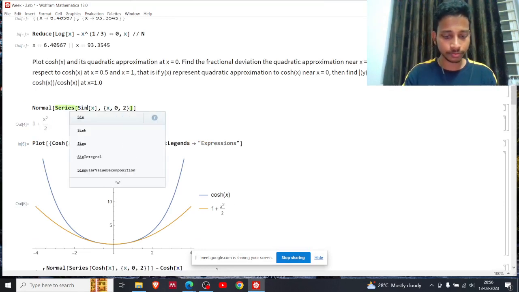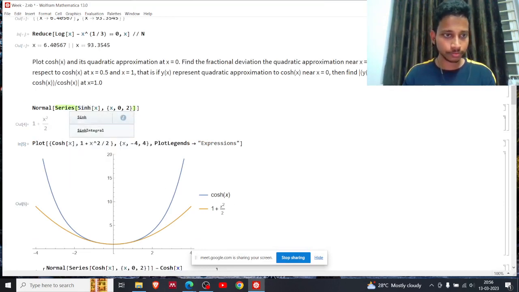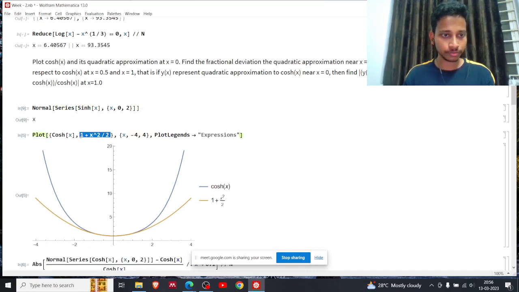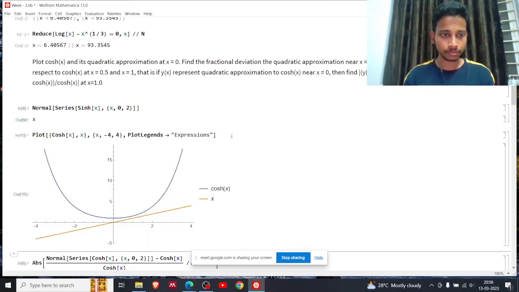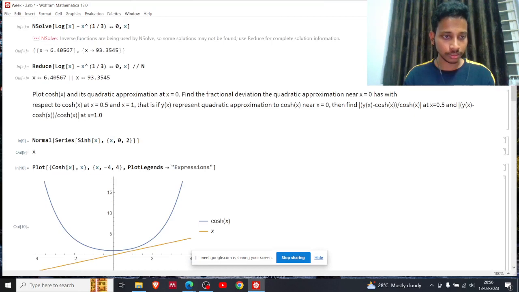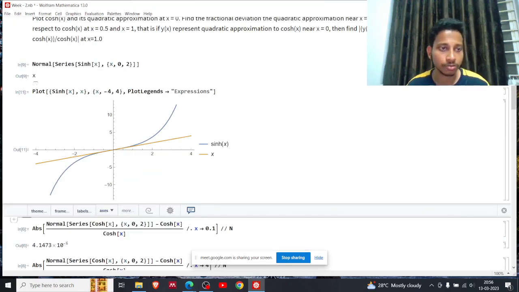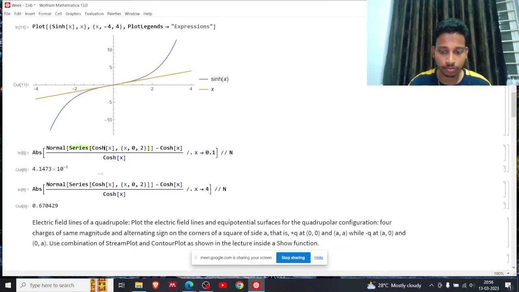Now you can see that, if we do the same thing with the sine hyperbolic, the series expansion of sine hyperbolic for the range 0 to 2 is x. Now if we plot, we can see that in this region it is exactly matching with sine hyperbolic x and x.